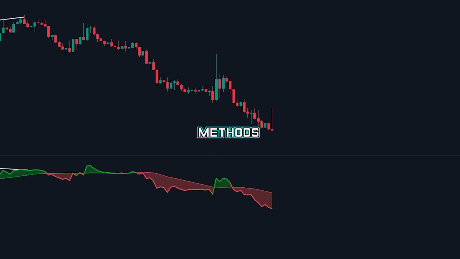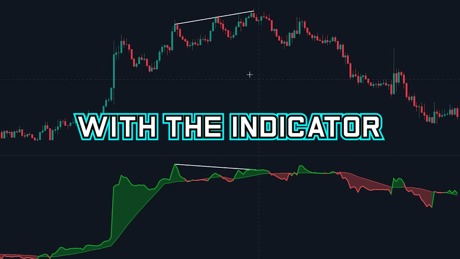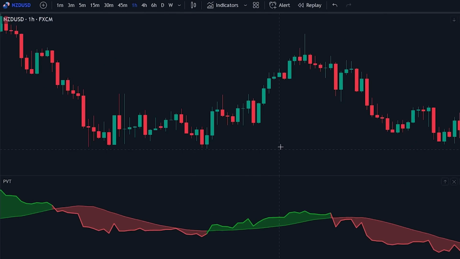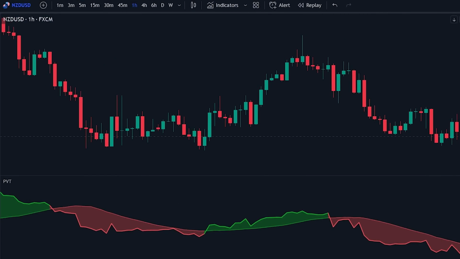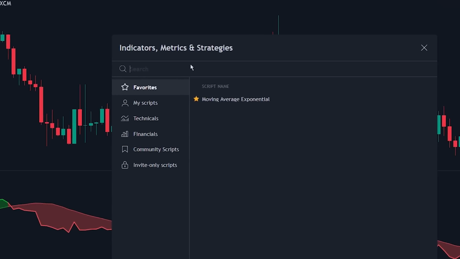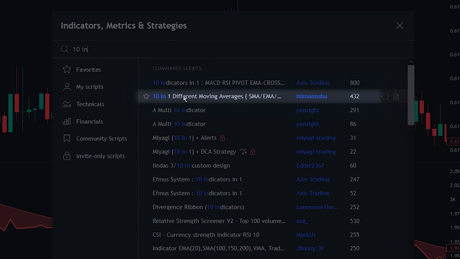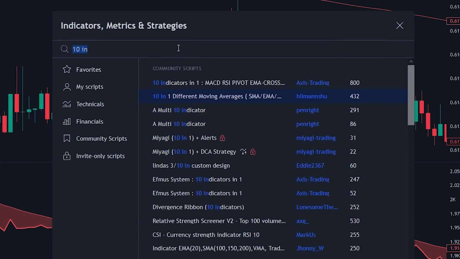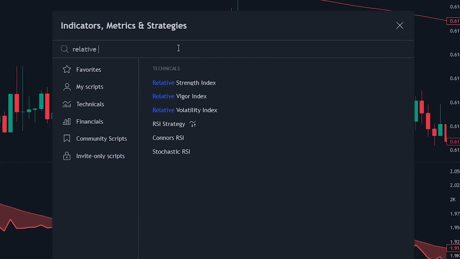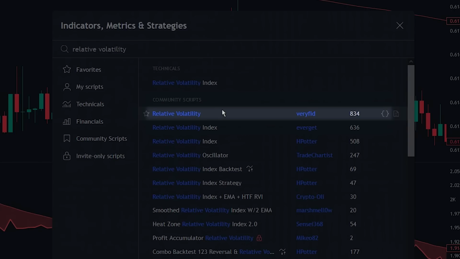Now that we know the different methods of reading the indicator, let's take a look at how we can enter into positions with the indicator. Let's first add some extra indicators to the chart to complete the strategy. Head over to the Indicator Search tab and search for the 10 Moving Averages indicator. Select the indicator made by Himanshu and add it to the chart. The final indicator we will be adding to the chart is the Volatility indicator. Search for the Relative Volatility indicator and select the indicator made by Verifid.